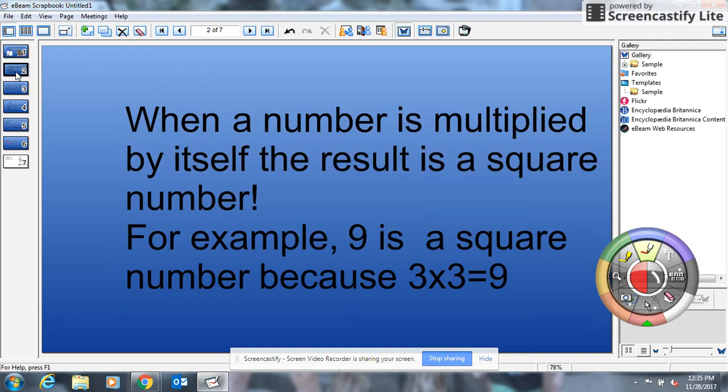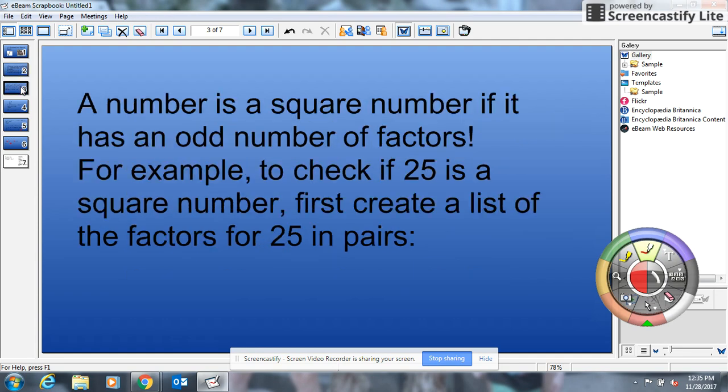So basically what you need to know is when a number is multiplied by itself, the result is a square number. So for example, 9 is a square number because 3 times 3 equals 9. There's plenty of other examples, and we'll look at those in a bit, but there's another thing I want you to be aware of. A number is a square number if it has an odd number of factors.